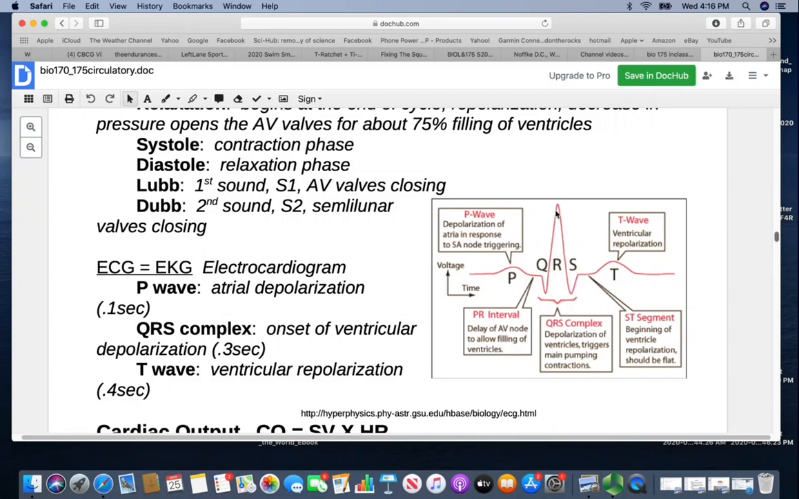The QRS complex, this is the onset of ventricular depolarization. This lasts about 0.3 seconds. This little delay here is what allows the ventricles to fill. The T wave here is ventricular repolarization. So the ventricles are repolarizing, lasts about 0.4 seconds. The atria do repolarize, it's just masked by the activity of the ventricle depolarizing here.